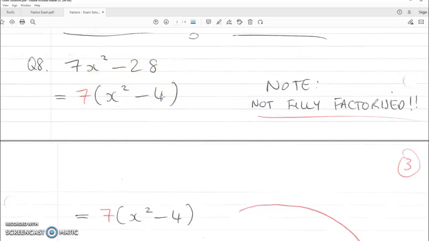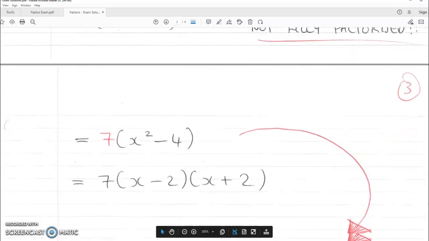And so what I mean by the wolf in sheep's clothing here is, you may think you're finished at that stage, but you've not fully factorized this. You can still factorize this part, and so moving on here, we've got an x squared minus 4 bit still to factorize, and that really is a difference of two squares here.